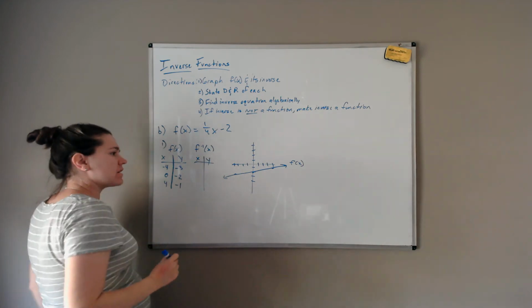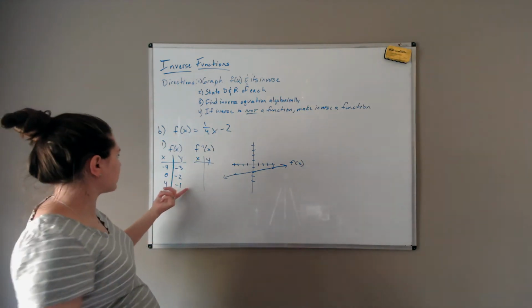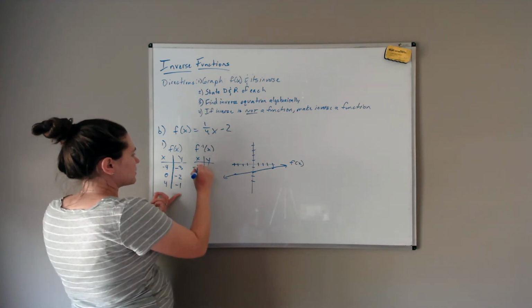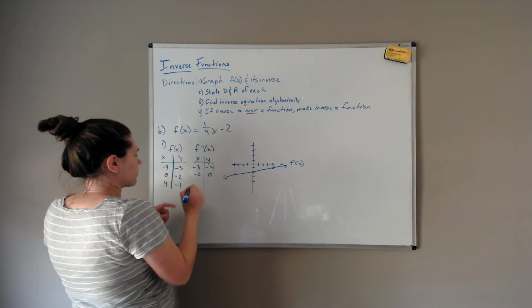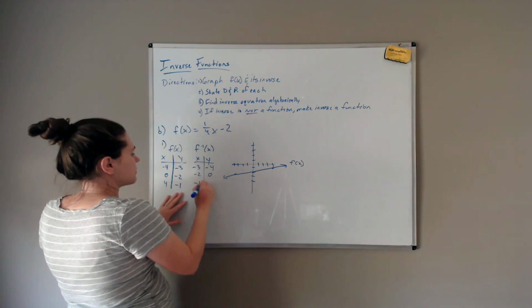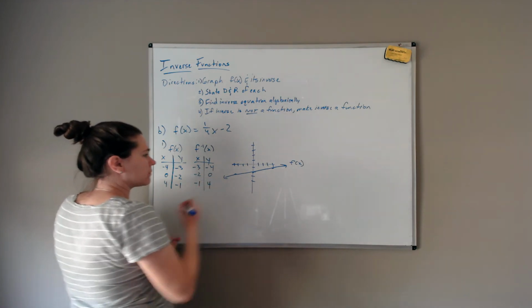Now, to graph an inverse, all you have to do is flip the table. So negative 4, negative 3 becomes negative 3, negative 4. 0, negative 2 becomes negative 2, 0. 4, negative 1 becomes negative 1, 4.